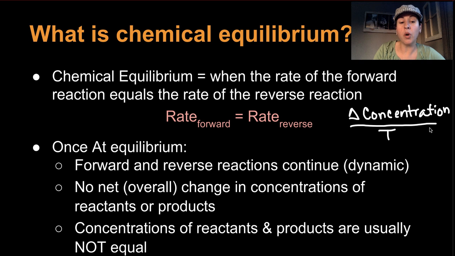It's important to note also that the concentrations of reactants and products are usually not equal. This is a big misconception that people have. They think if the rate's the same, then the concentrations are the same, and they're not. We actually see that the concentrations of reactants and products can be quite different, and we have a way of analyzing that.